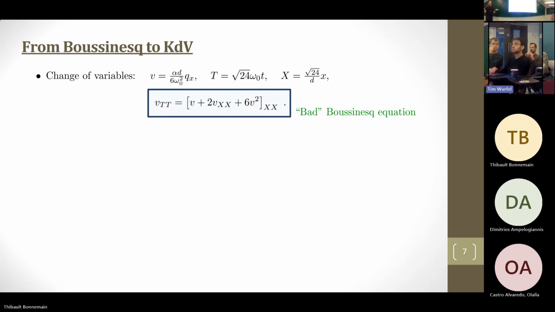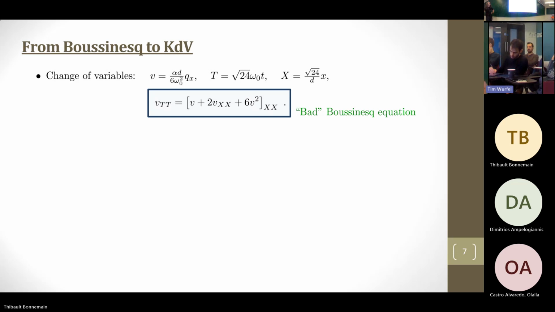Yes, so this terminology comes from McKean. So this equation is integrable. Could you remind what the good Boussinesq equation is? Yes, the good Boussinesq equation is the same, but there's a minus here. And I'll tell you why this one is bad.